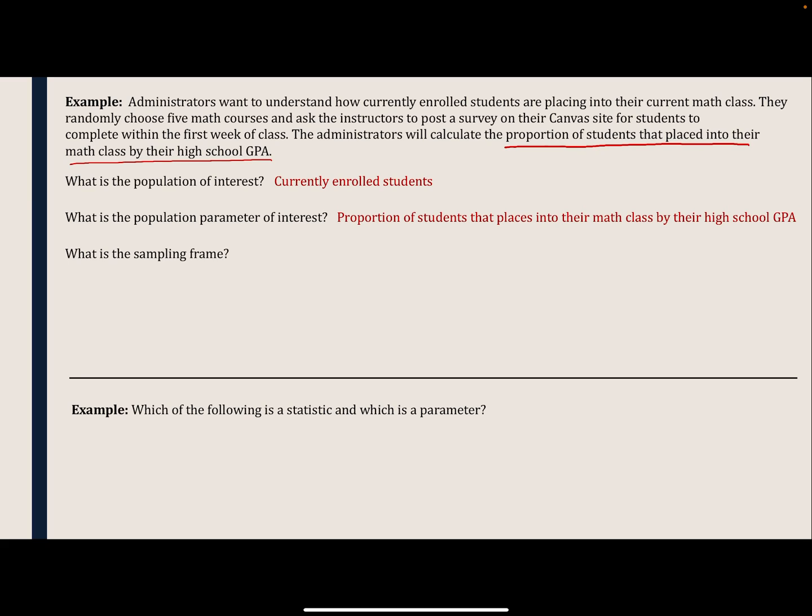What is the sampling frame? This one's tricky, and a lot of people get this wrong. What is the list that these administrators are using to then sample the individuals? The incorrect answer is the 5 math courses. That's what a lot of people say, but that's not correct.